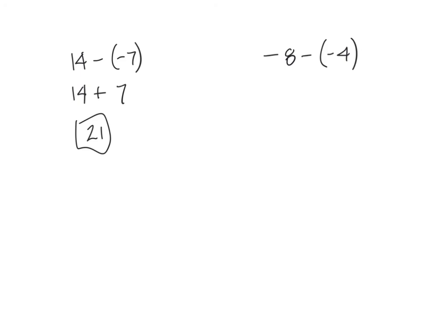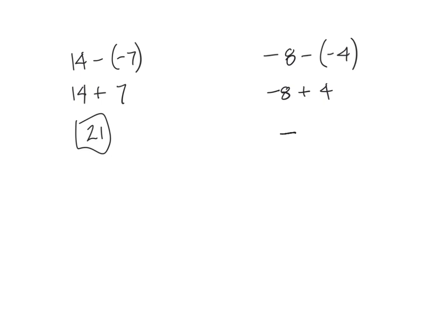I've got negative 8 minus negative 4. So my first step, I have subtraction, so I'm going to change it. I'm going to add the opposite. So negative 8, I change the subtraction to addition, and I change negative 4 to its opposite, which is positive 4. And now, do I have the same sign? No, I do not. I have different signs. So I'm going to look for the number that has the greatest absolute value. In this case, it's the negative 8. That means my sum will have the sign of a negative.